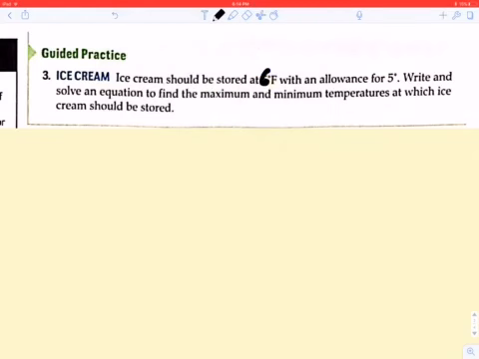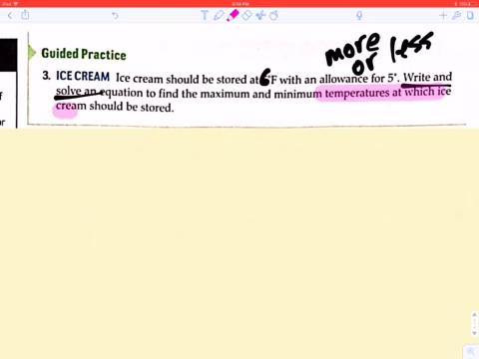As we discussed in class, an allowance means that it could be more or less 5. So it could be 5 less than 6, or it could be 5 more than 6. To write that as an equation, which is what it's asking us to do, we are going to use X to represent the missing information, which is the maximum and minimum temperatures at which ice cream should be stored.